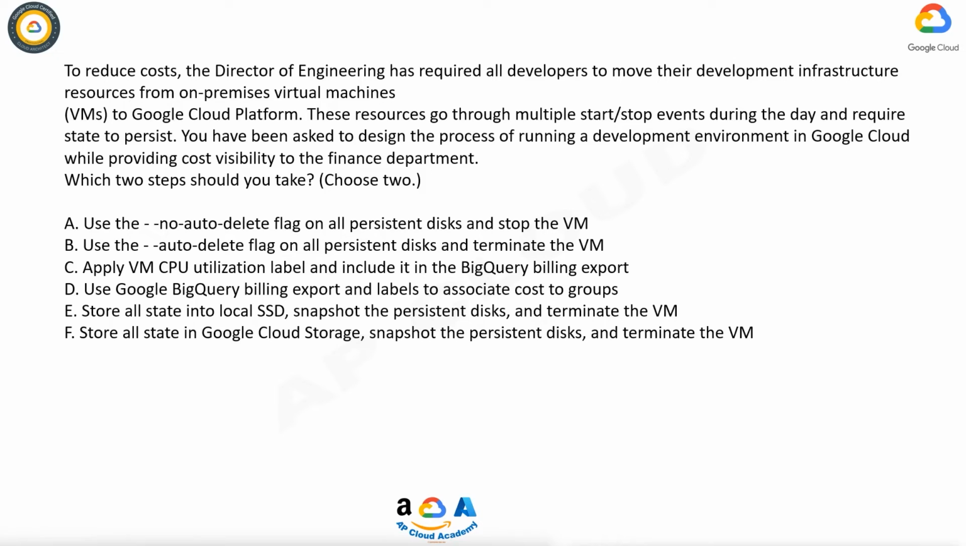E. Store all state into local SSD, snapshot the persistent disks, and terminate the VM. F. Store all state in Google Cloud Storage, snapshot the persistent disks, and terminate the VM.